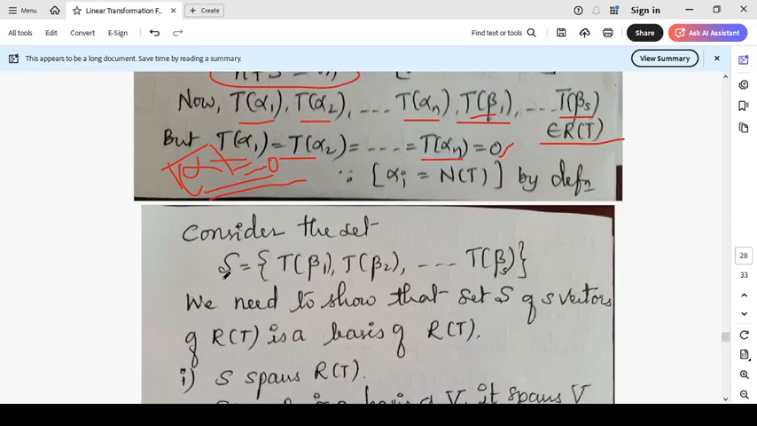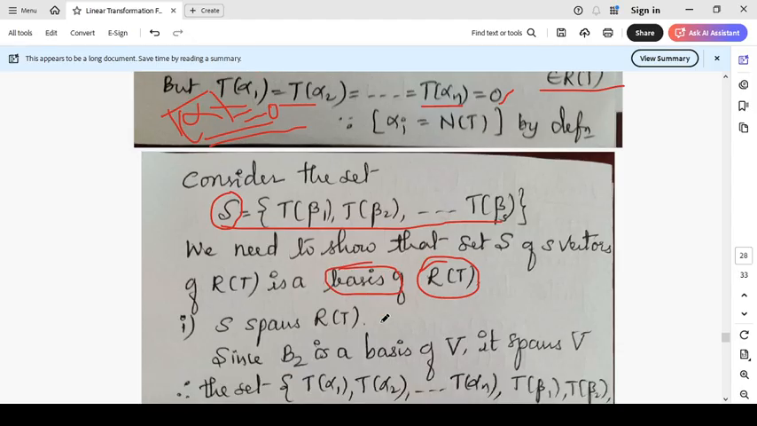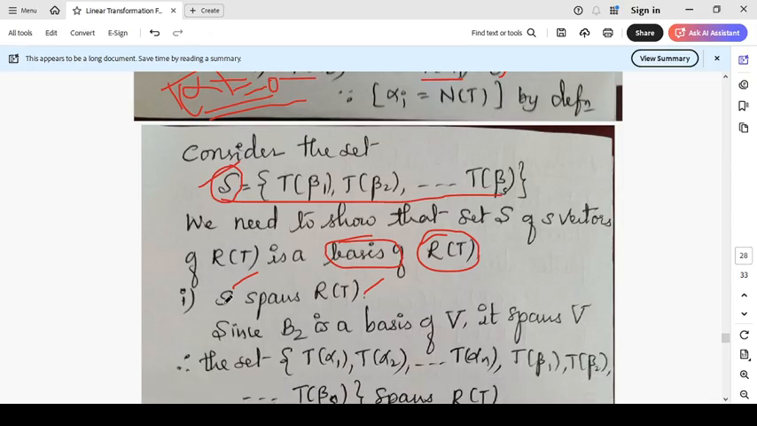So if I consider those elements as the set S, we need to show that this S is a basis of R(T). According to the definition of basis, we must satisfy two conditions. One, we need to show that this set S spans R(T), and two, that S is linearly independent. So first, we need to show that S spans R(T).